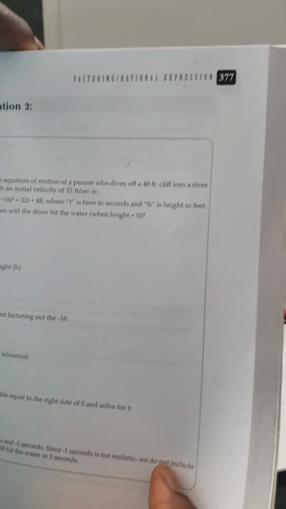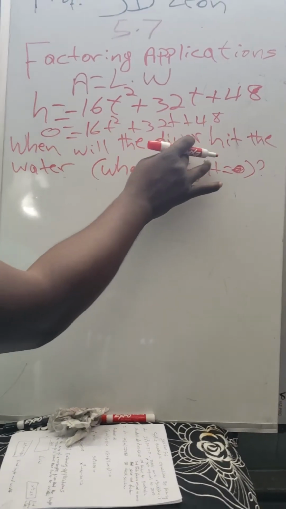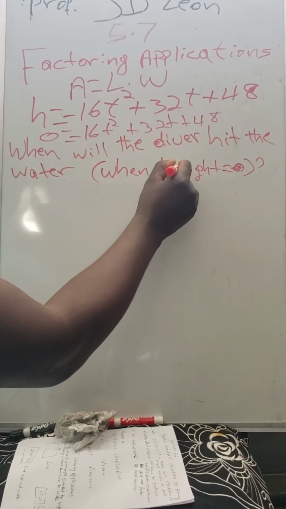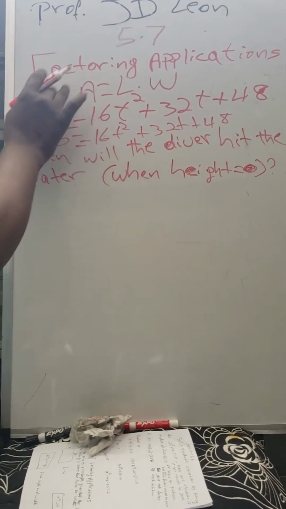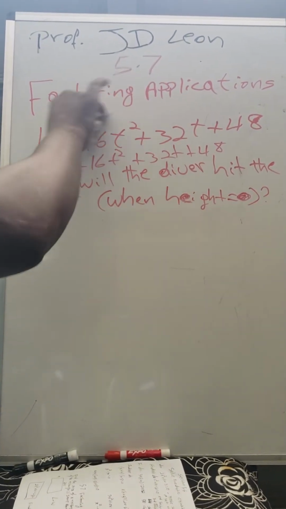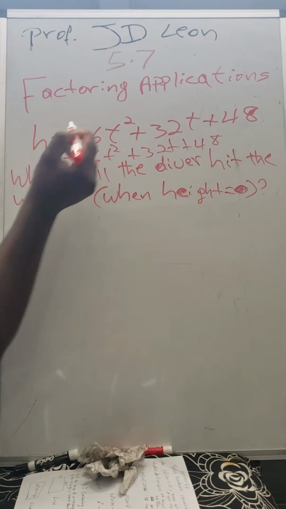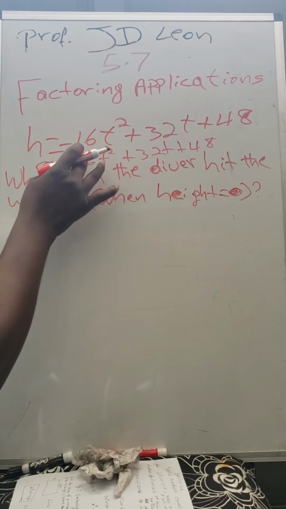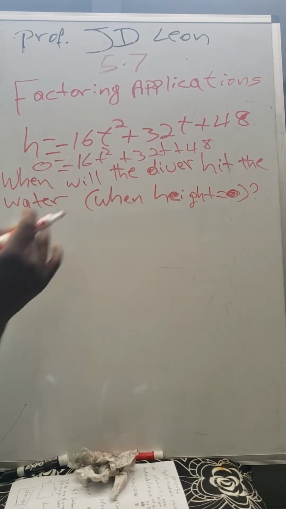Okay, so we're going to transition to the board where we're going to work this problem out. So the question asks, again, when will the diver hit the water, when h, or when the height, is 0? Now remember that the same formula applies. Actually, we can erase this formula. We don't need this formula because we're not looking for area. All right, so this is the equation that we are given. H, the height, equals negative 16t squared plus 32t plus 48.